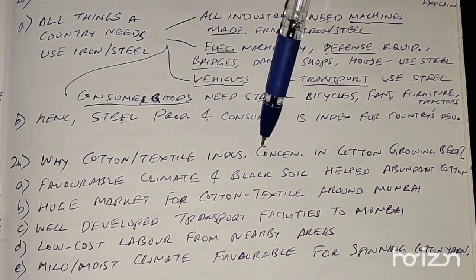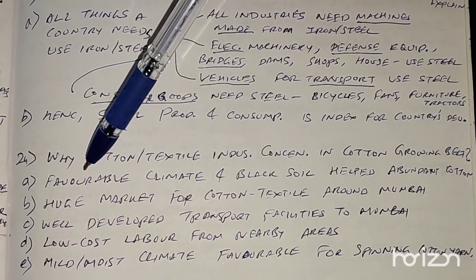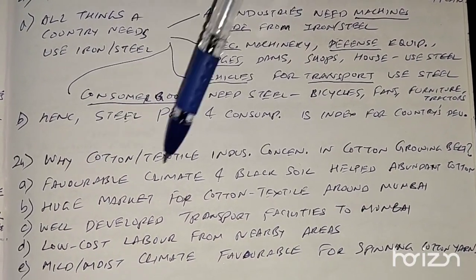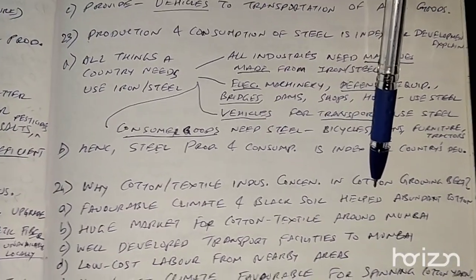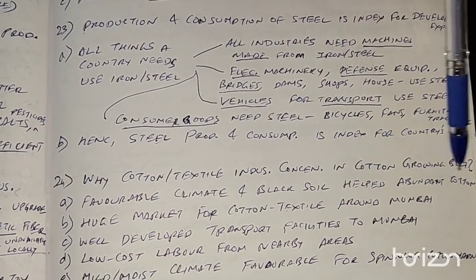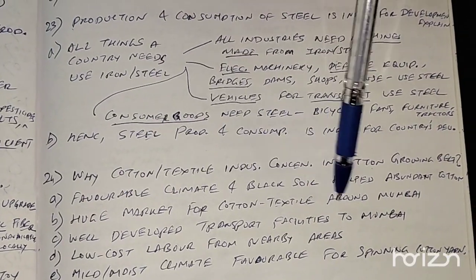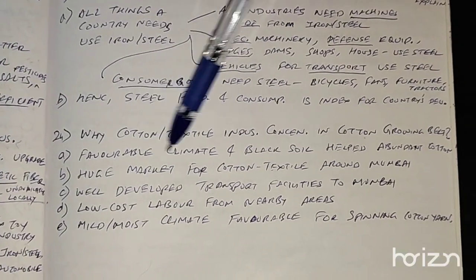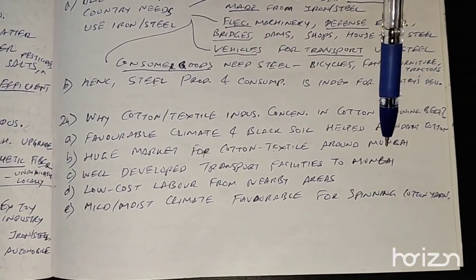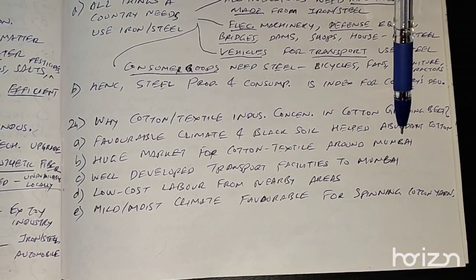Why cotton textile industry concentrated in cotton growing belt? Because see, favorable climate is there, black soil is there. And this helped in growing abundant cotton. And there is a huge market for cotton textile around Mumbai. So that is why, because of the favorable climate and the black soil, cotton grows a lot, and there is a huge market for cotton textile in and around Mumbai.